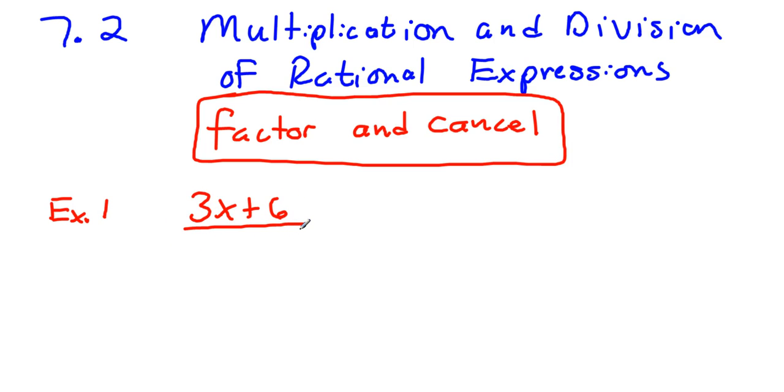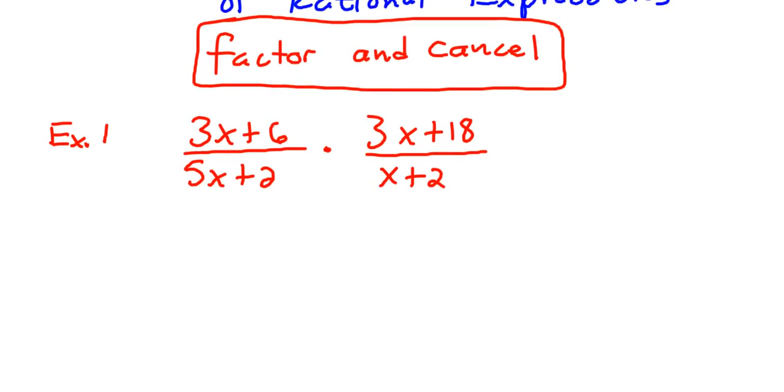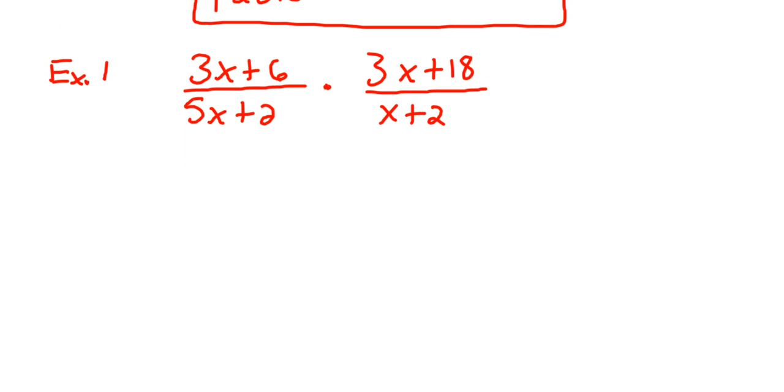Let's go with 3x plus 6 over 5x plus 2, and then times 3x plus 18 over x plus 2. Now, the first thing when you're doing this is that everything here that's got pluses or minuses, you can put in parentheses.